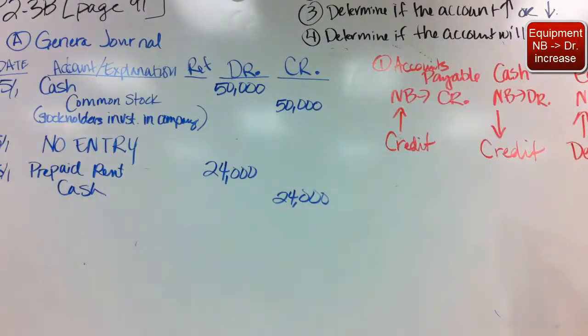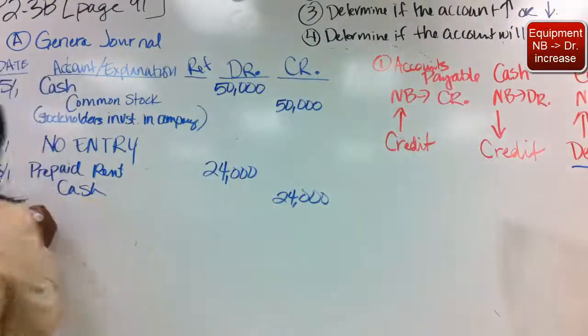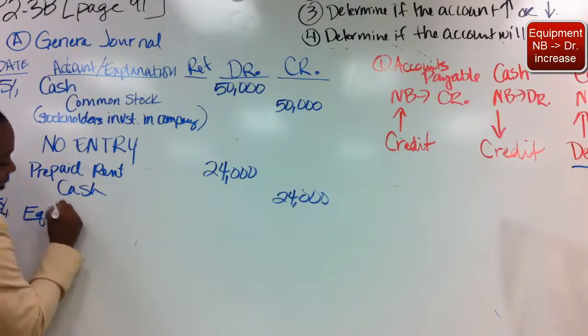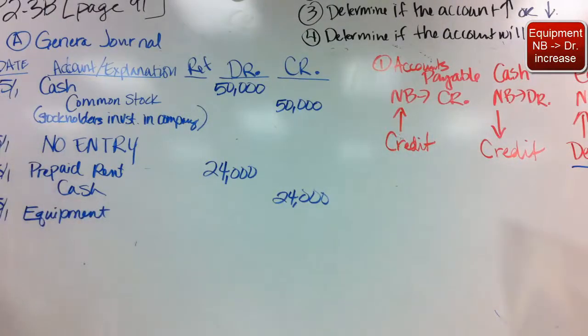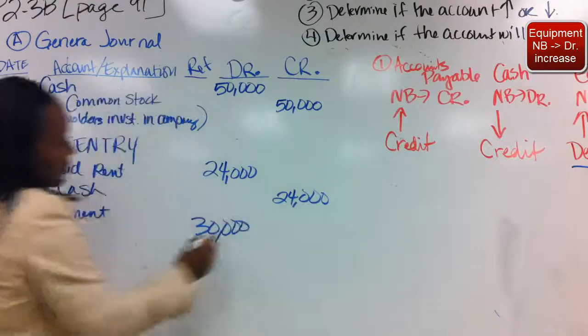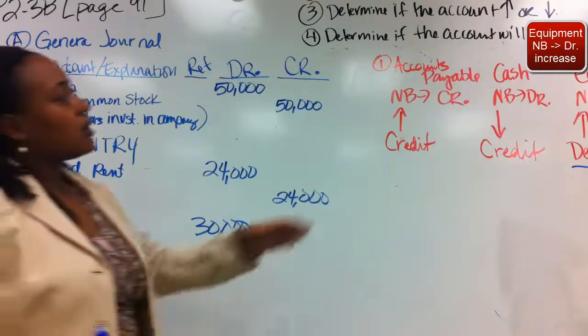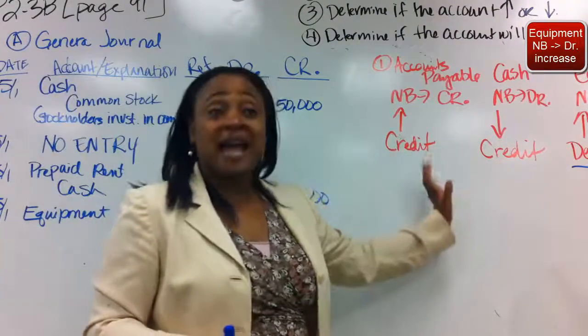So, time to record the entry. And this date is on May 1st as well, so we're going to put down May 1st. Now, which of these accounts do we list first? Furniture and equipment. Okay, we're going to list the account that's debited. So we're going to debit equipment, and we're going to list it first. Now for equipment, how much did the equipment cost? $30,000. So that's the amount of our debit. Any questions on that?